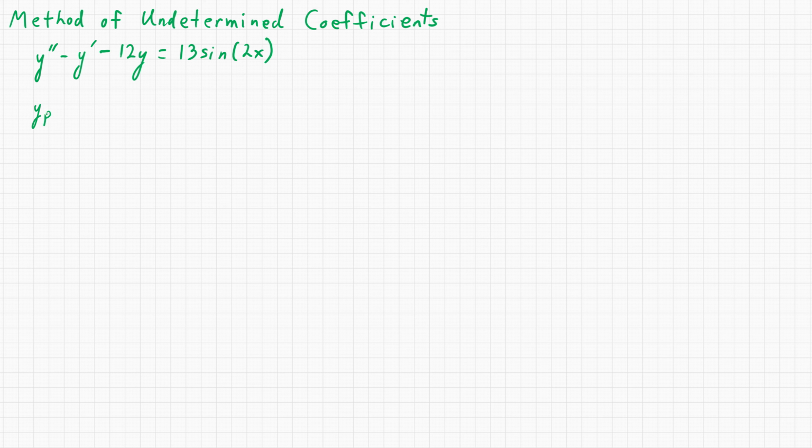sine 2x there. Why don't I just guess y particular of x equals an unknown constant a times sine of 2x? Because I have a sine of 2x here, I want to end up with a sine of 2x, so why don't I just guess sine 2x? And that won't work, and let's just see why. So we have y particular prime of x. We'll take the derivative, 2 will pop out, sine will turn into cosine, and we get 2a cosine of 2x.